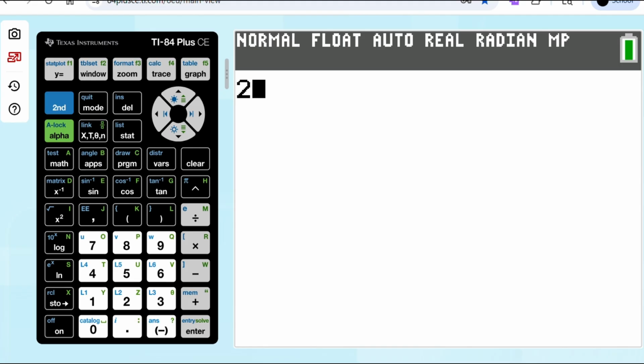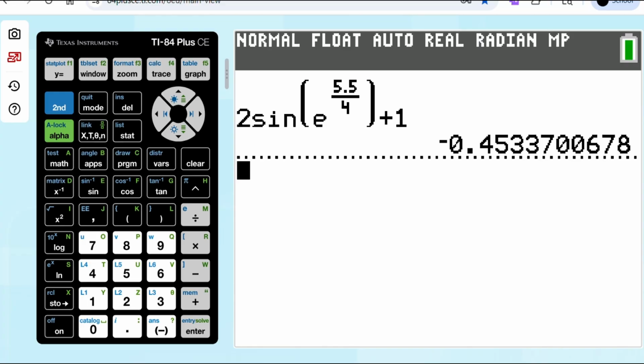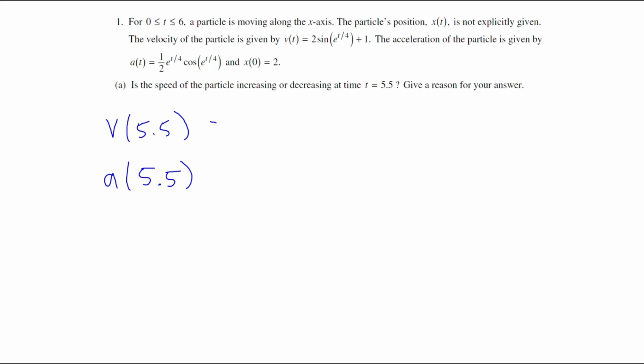So v of t was 2 times the sine of e to the t over 4, plus 1. So I like to use the alpha and then the x button right next to it. And then we'll do 5.5 over 4 here, since we're trying to evaluate this at 5.5. We'll close our parentheses on our sine, and then it had a plus 1. So we get negative 0.453 if we round it. So put that in here, negative 0.453, which we'll note is less than 0.